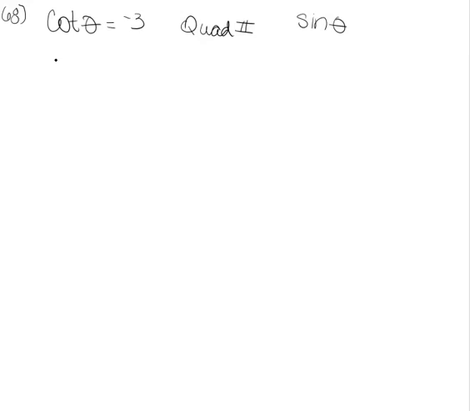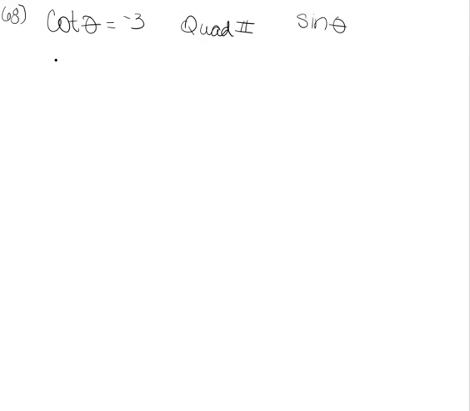Try number 68 on page 285. It gives us the cotangent of theta is negative 3, says it lands in quadrant 2 and asks us to find the sine of theta with the information that we're given. Now, there's nothing that directly relates cotangent to sine in the identities that we found, except we can relate cotangent to cosecant using a Pythagorean identity. And cosecant is the reciprocal of sine.